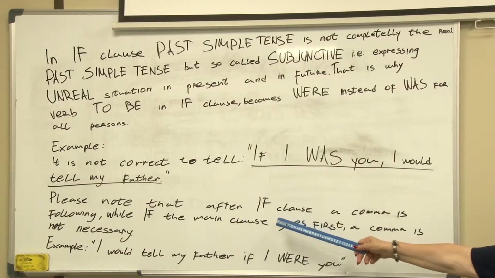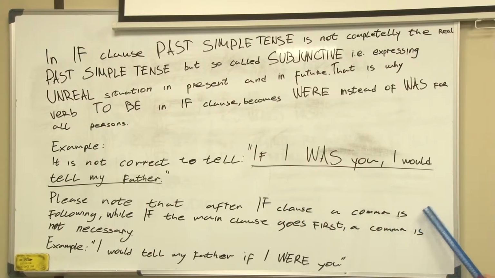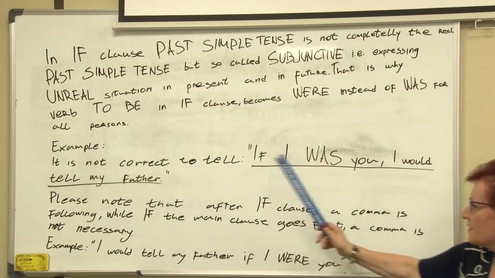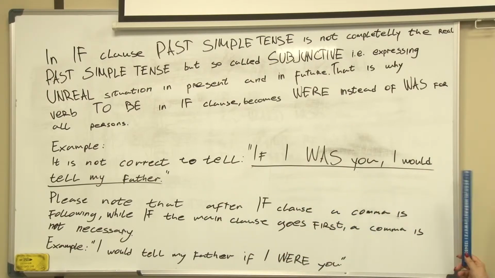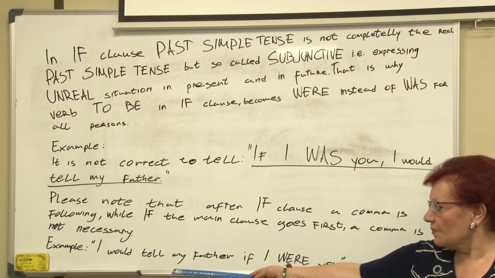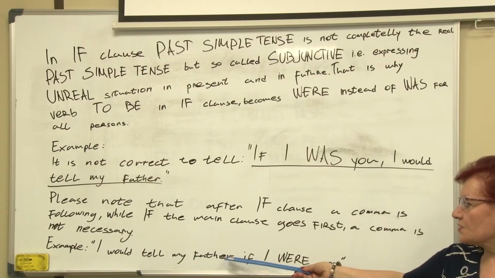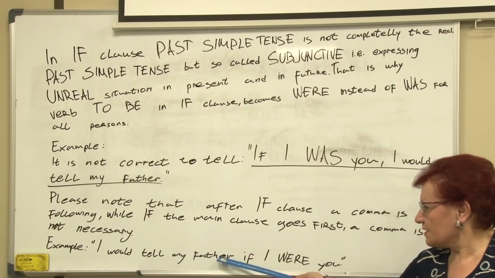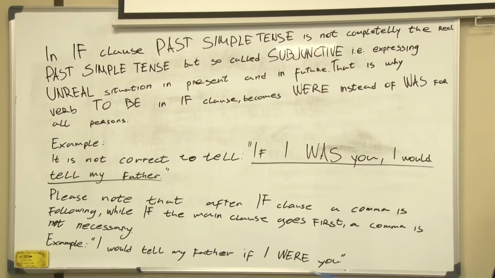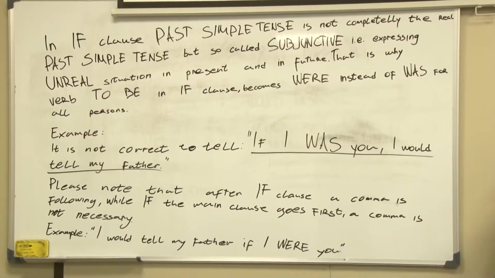Please note another point: often after the if clause, a comma follows, while when the main clause goes first, there is no comma. Example: I would tell my father, so the main clause goes first, and there is no comma, if I were you.